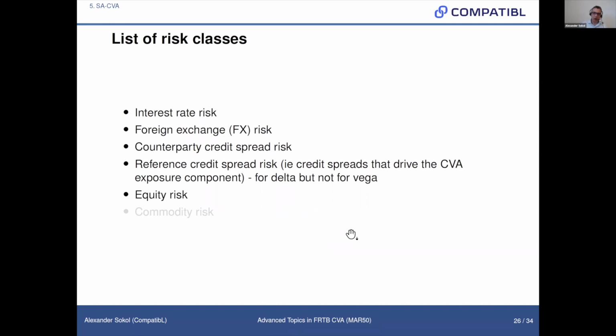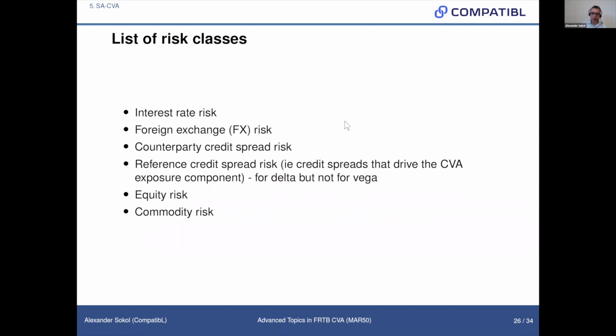But anyway, there are two credit spread risks here. For one of them, you don't need to do the Vega. And there is equity and commodities. So essentially, these are the same risk classes as you have. Let me just see here. Somebody is helping me.